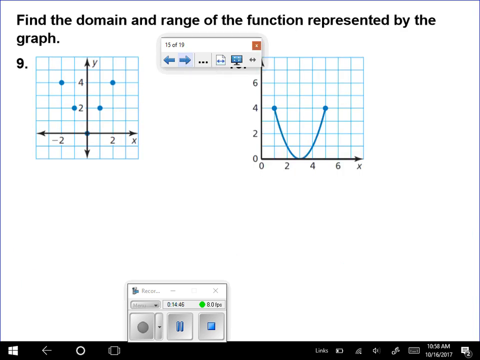So I want you to try these two. For this one, your domain is going to be the x values of those points, and your range is going to be the y values. For this one, you need to tell me how far along the x-axis your domain is, from here to here, and then how tall your range is, from here to here. So try those.